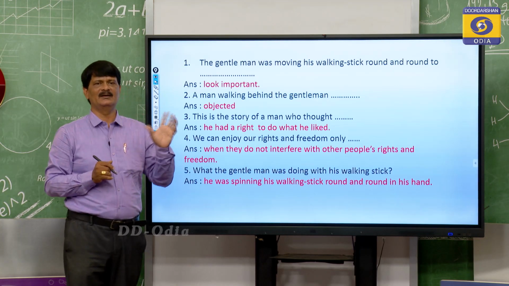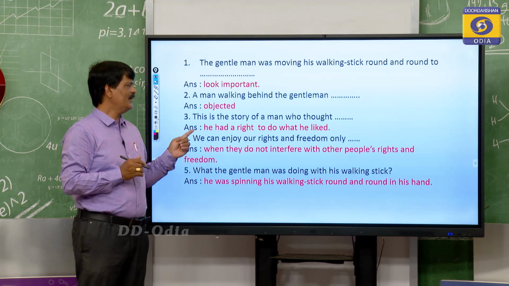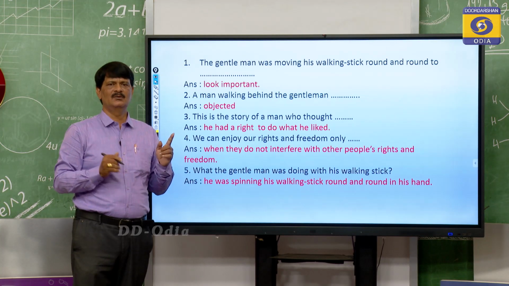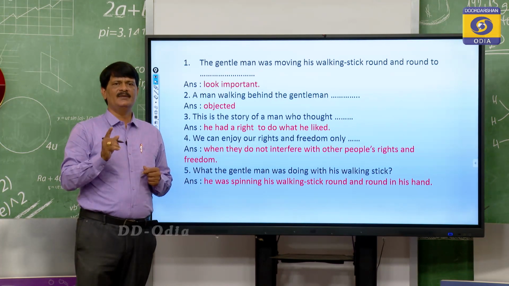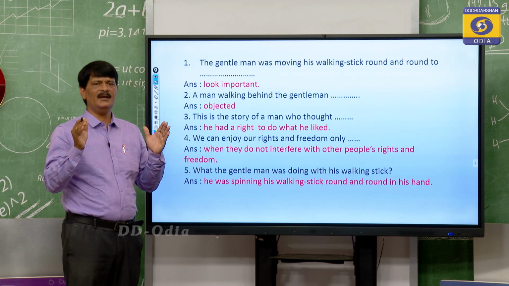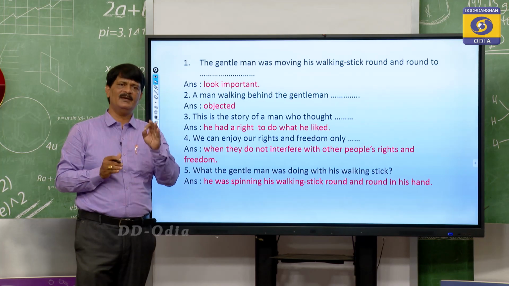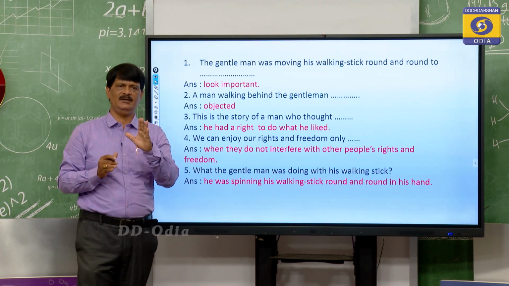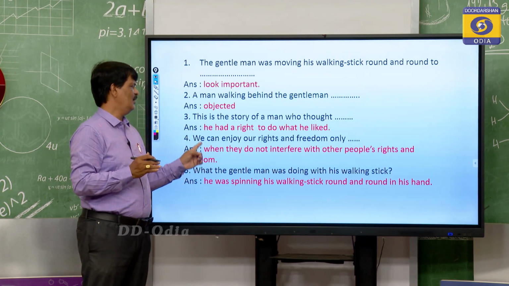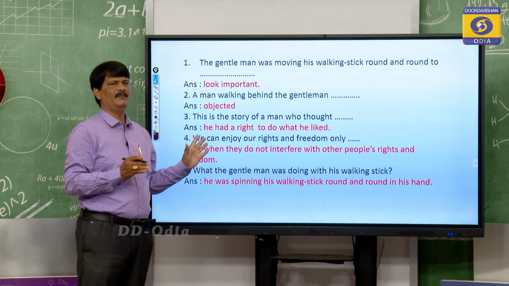In the main idea. Then come to the question number 4. We can enjoy our rights and freedom only. Only what? Only dash is there. Only when they do not interfere with other people's right and freedom. This is the main theme or the main idea of the story. Whenever you will read the story, definitely you will get a question of the main idea. So, this is the main idea, when they do not interfere with other people's right and freedom.